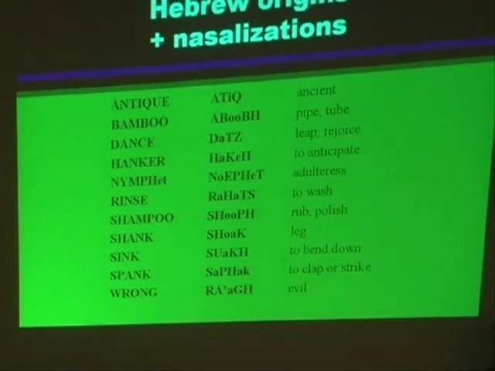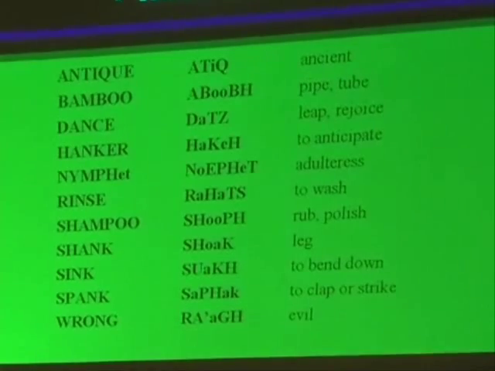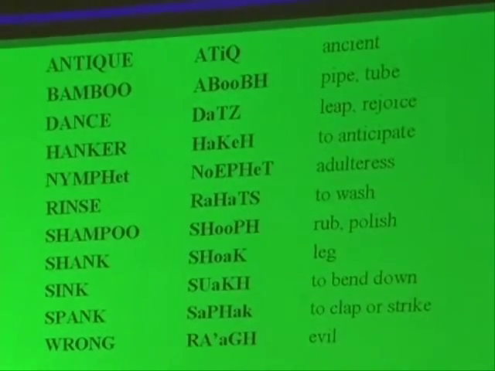Here are some quick examples of words that have roots but with nasalization. Antique is exactly like atik, old. Just drop the N. And if you can see the rest of them, many of them have the roots or part of the roots of the Lashon HaKodesh word for the same exact word.